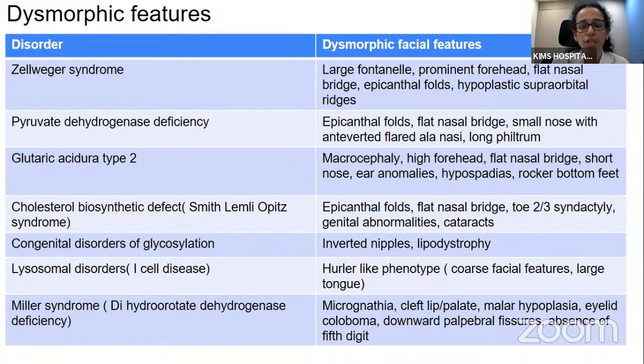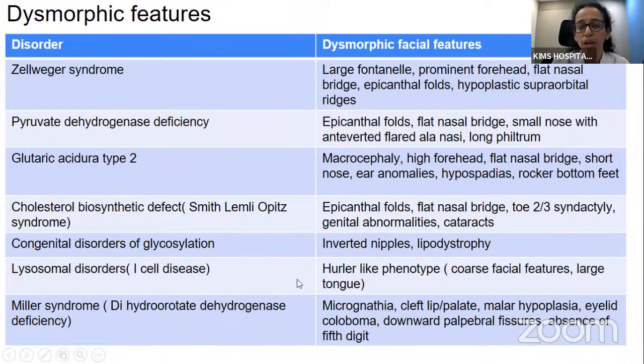So coming to the dysmorphic features which are generally noted in inborn errors of metabolism, I have mentioned some common syndromes. In Zellweger syndrome, the features will be large fontanelle, prominent forehead, flat nasal bridge, epicanthal folds, hypoplastic supraorbital ridges. In pyruvate dehydrogenase deficiency, there will be epicanthal folds, flat nasal bridge, small nose with anteverted flared alae nasi, and long philtrum. In glutaric aciduria type 2, there may be macrocephaly, high forehead, flat nasal bridge, short nose, ear anomalies, hypospadias, and rocker bottom feet. In cholesterol biosynthetic defects, that is Smith-Lemli-Opitz syndrome, the features will be similar: epicanthal folds, flat nasal bridge, syndactyly, genital abnormalities, and cataracts. In congenital disorders of glycosylation, inverted nipples and lipodystrophy.